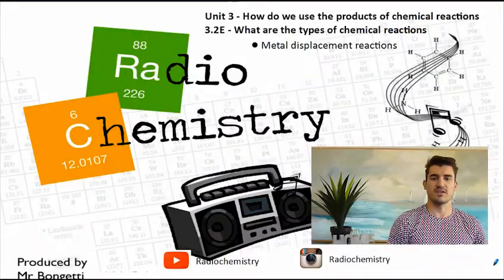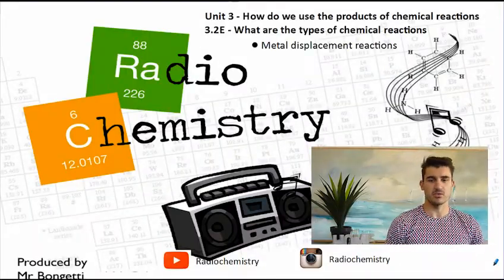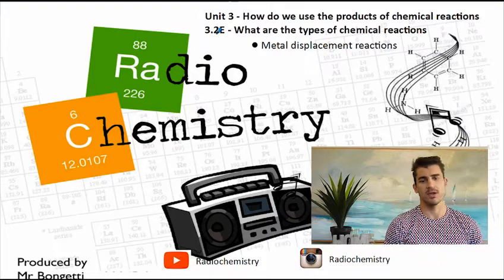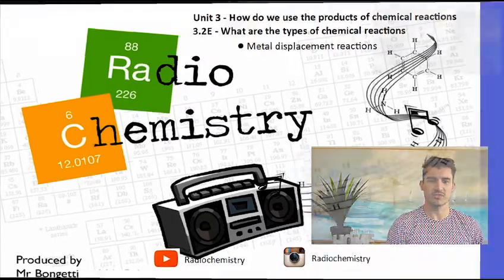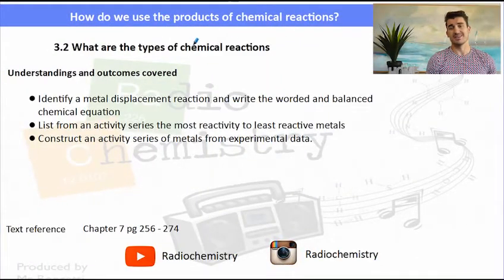Okay, what are the types of chemical reactions? And we look at metal displacement in this video. The understandings and outcomes: you need to be able to identify a metal displacement reaction. You need to be able to list the most reactive to least reactive from an activity series, and then you also need to use some data to construct an activity series.